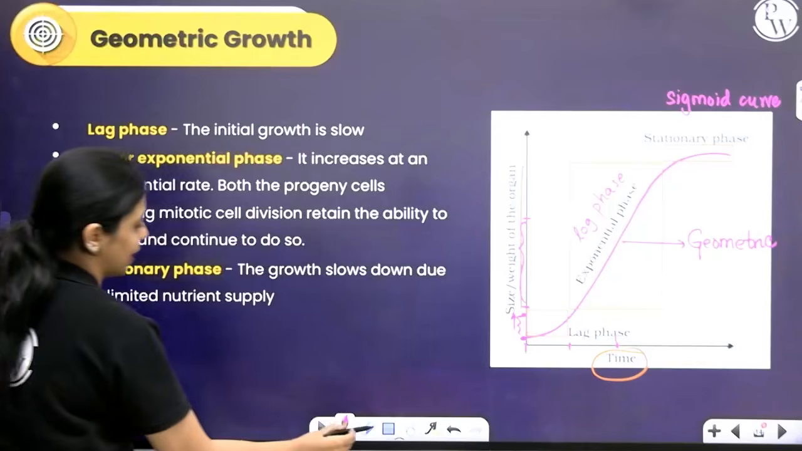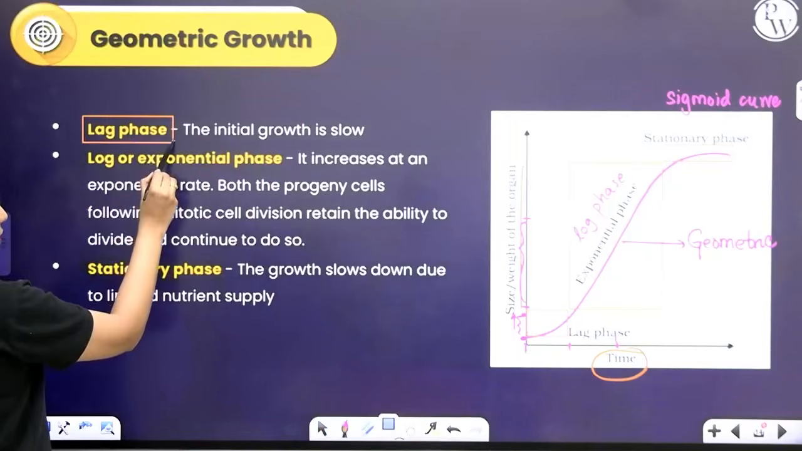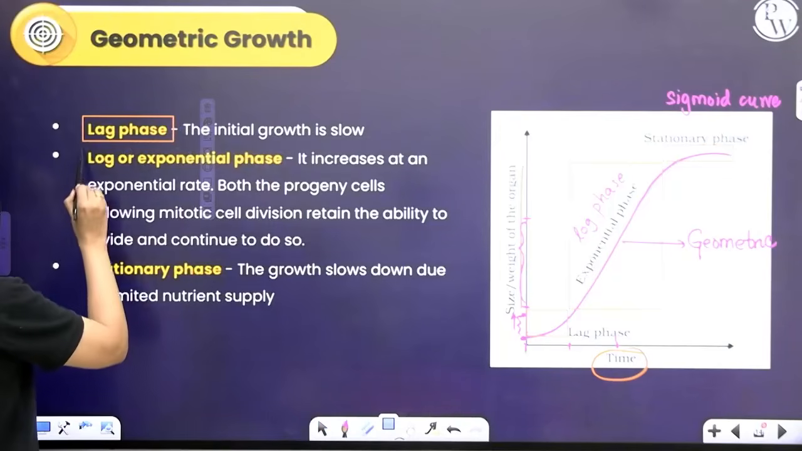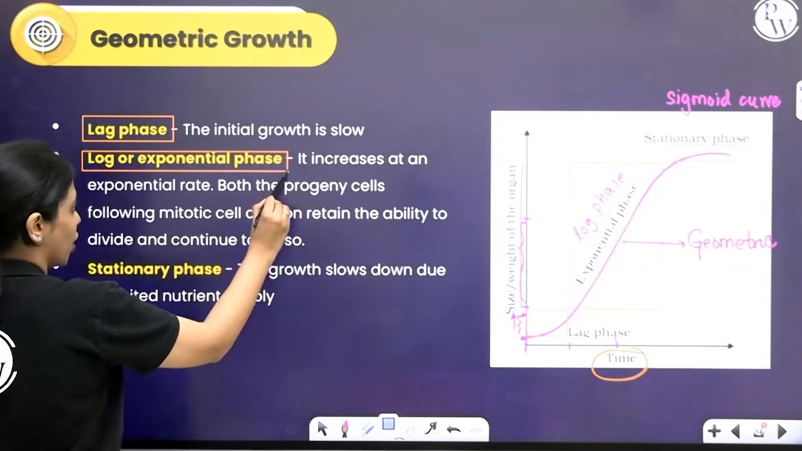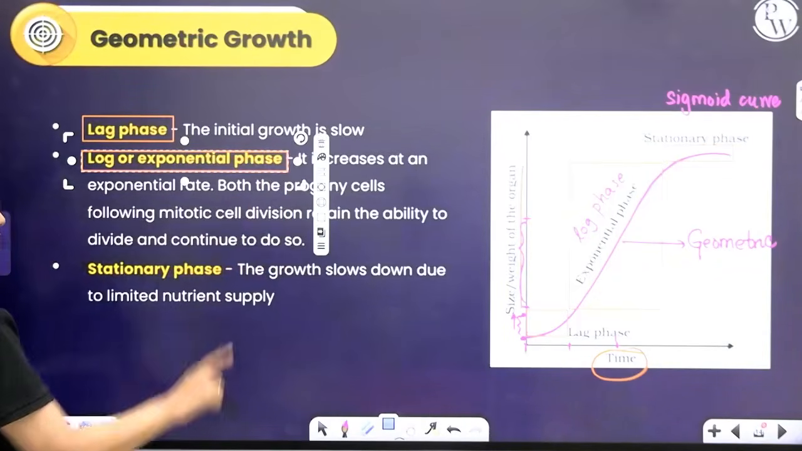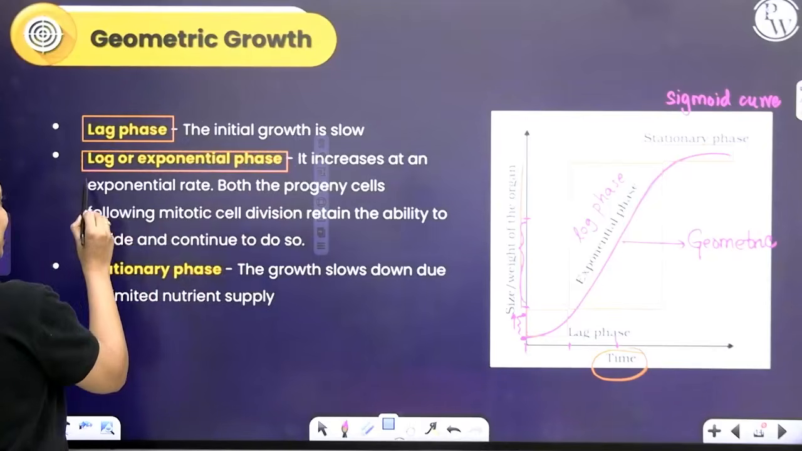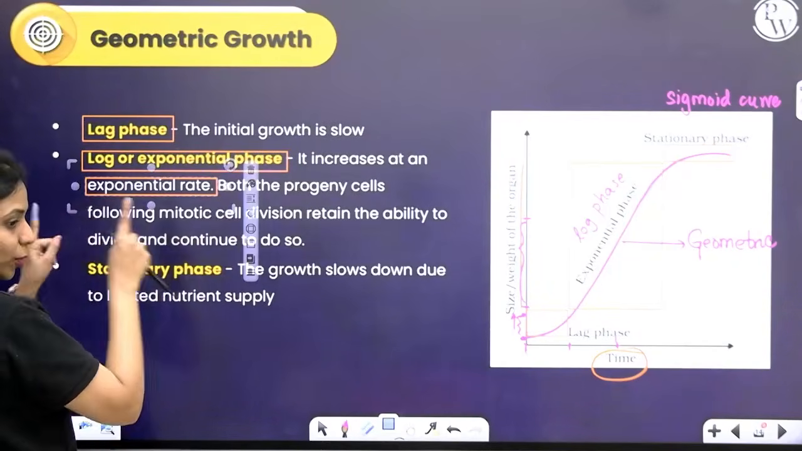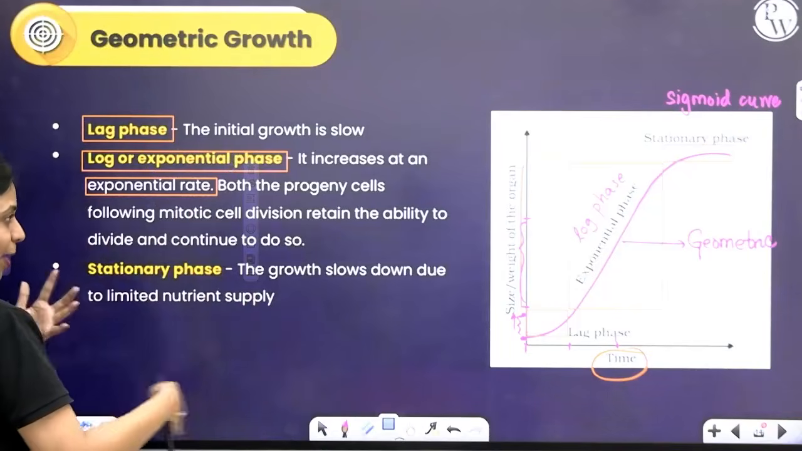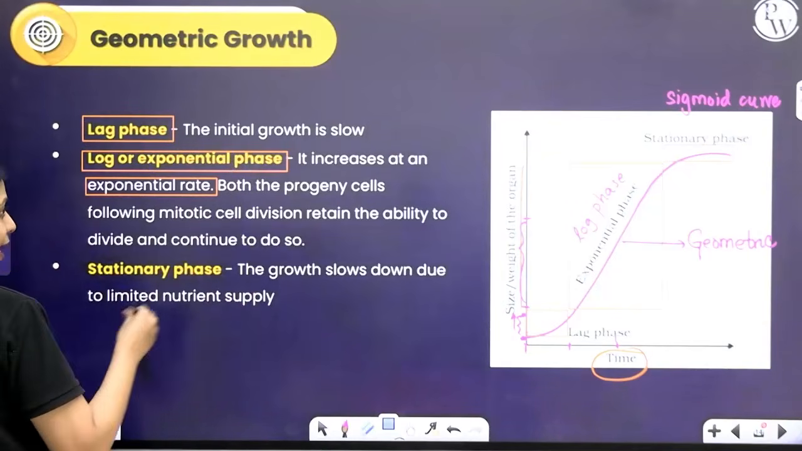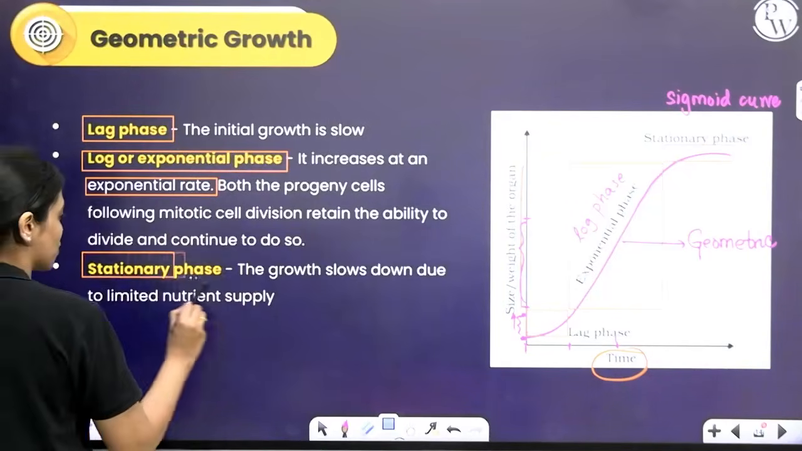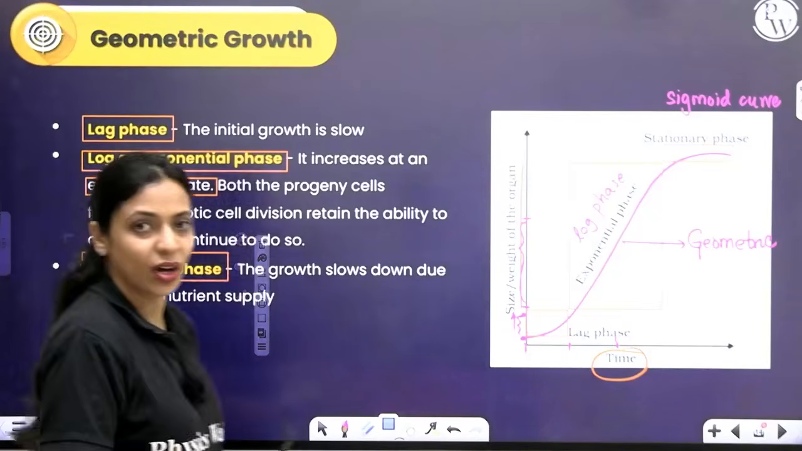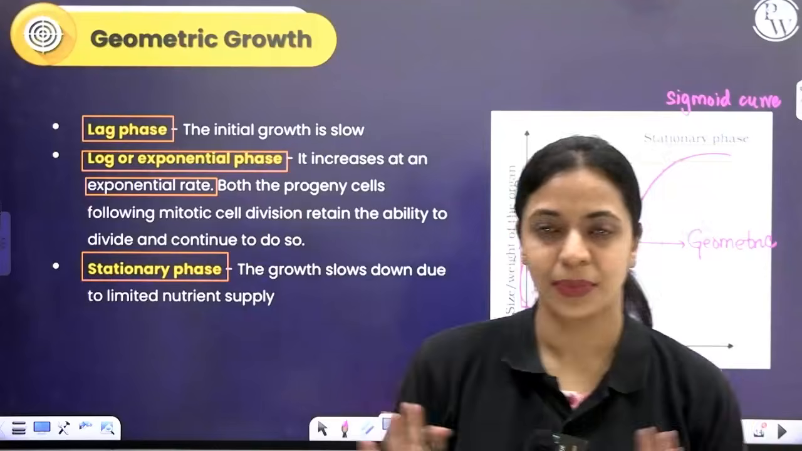So first, in the lag phase, the growth is slow. Growth is there, but it is slow. Exponential phase is called the log phase as well. That is the second phase. Here, growth increases at an exponential rate. Both the progeny cells, like I told you, will continue to divide and keep adding on more cells. Then finally, we have the stationary phase, which is also called the steady phase. Here, growth will slow down because nutrients probably become limiting.